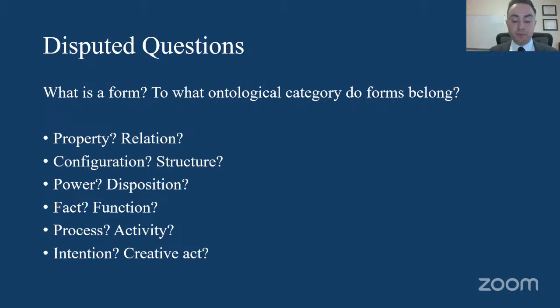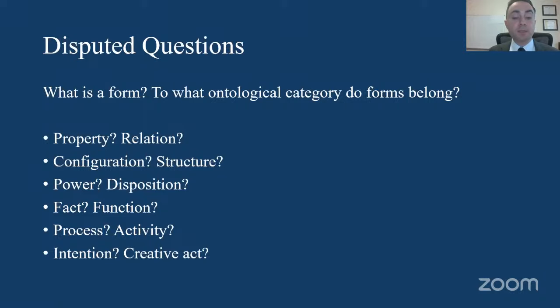Some authors take the form of a material object to be a certain kind of property possessed by the object or jointly possessed by its parts, or a certain kind of relation that its parts bear to one another. Others take it to be a configuration or organization or structure of the parts. Others take the form of a material object to be a kind of power or disposition continuously activated in its matter. Others take it to be a certain kind of fact or function.